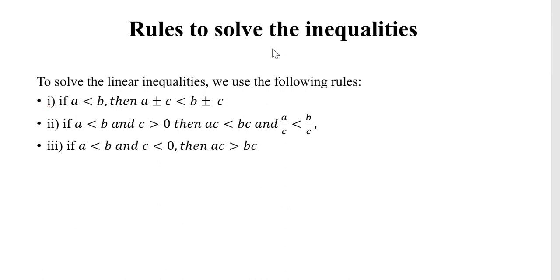But if we multiply an inequality by a negative number, then the inequality changes from less than to greater than, and from greater than to less than. So we can write that rule as: if A is less than B and C is less than 0, then AC is greater than BC. Using these rules, we are going to solve linear inequalities.